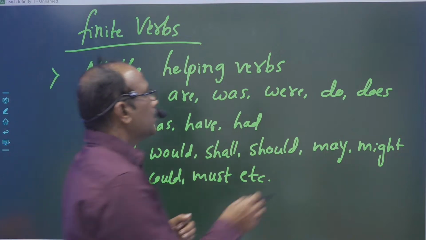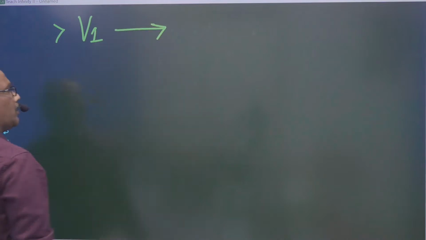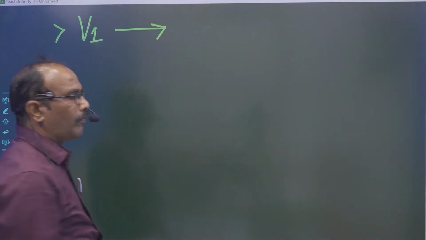And the next one, among finite verbs, verb number 1, V1 form of the verb. It means present form of the verb. It may be finite or non-finite.